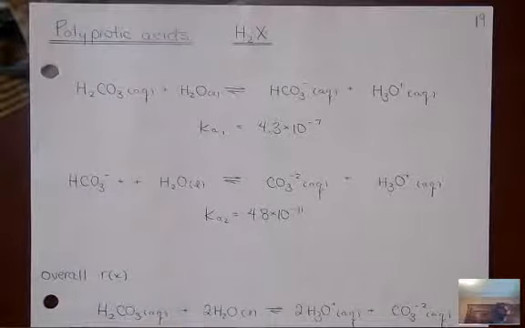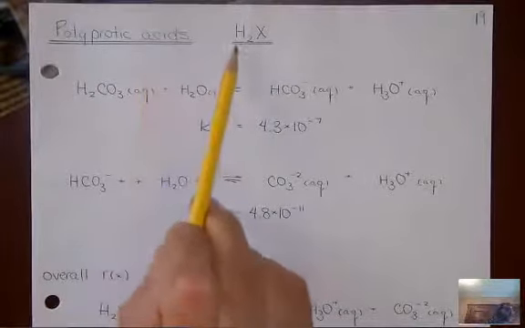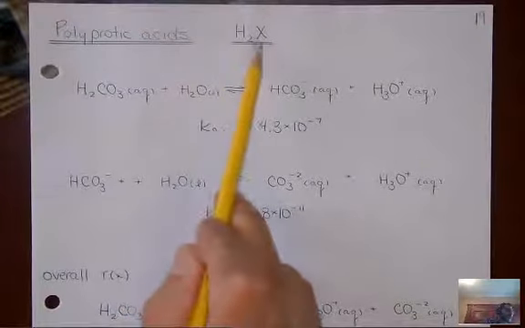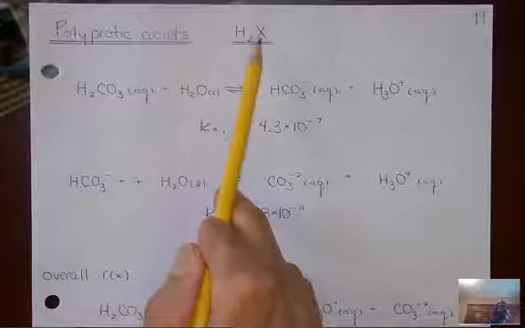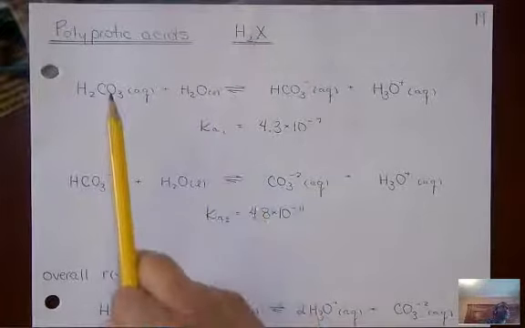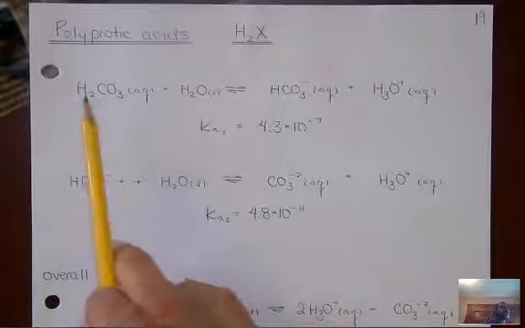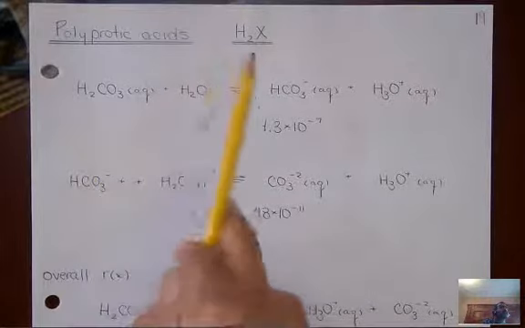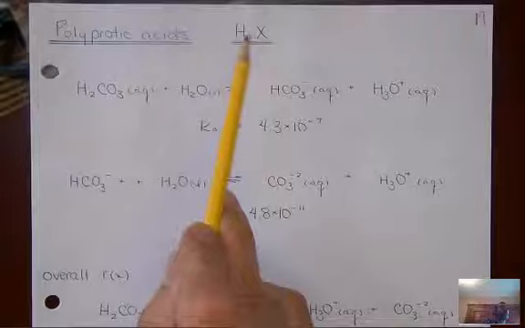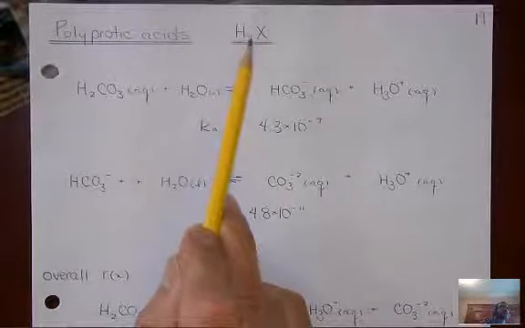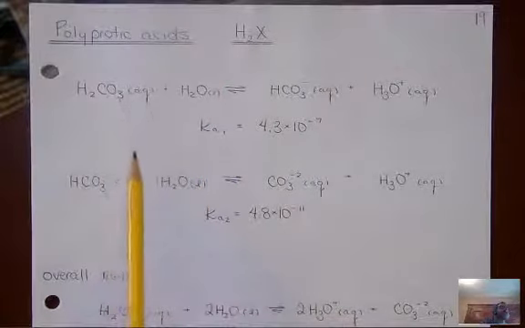So here we go. Polyprotic acids have the form H2X, and it doesn't matter if X is a monoatomic ion, like for instance sulfur, or a polyatomic ion like the example that we have here, which is carbonic acid. So these are acids that can donate more than one proton. Either two, or in the case of phosphate, three. But let's take a look at this example.